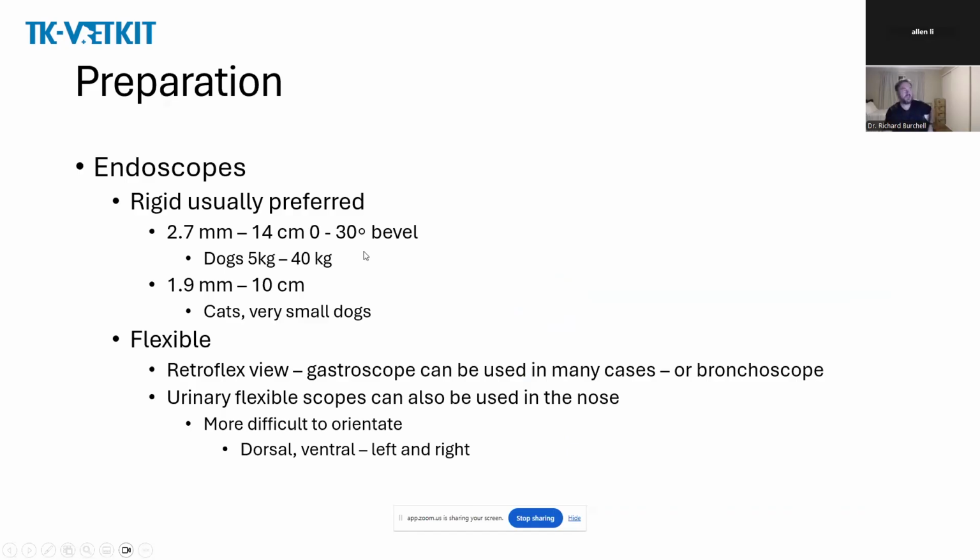Okay, so if we look at preparation, I carry 2 rigid scopes, and you don't have to have exactly the same scope. Some clinicians will have different scopes, but for dogs that are bigger than 5 kgs, so 5 kgs and up, I will use a 2.7 millimeter scope that has about 14 centimeters of working length.